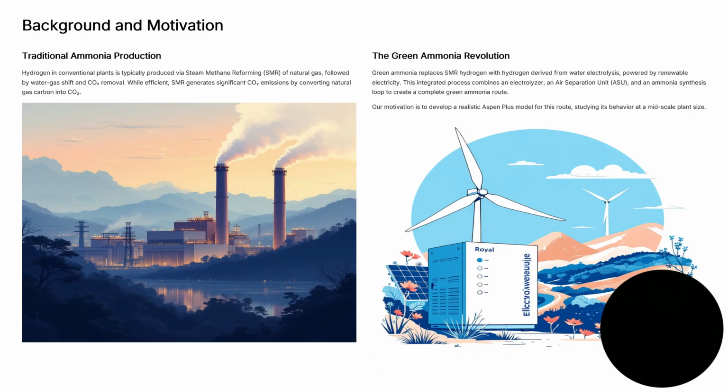Basically, traditional ammonia production uses steam methane reforming (SMR), which creates significant CO2 emissions. However, in the green ammonia revolution, instead of SMR, we will be using an electrolyzer to reduce the CO2 emissions and produce our ammonia.